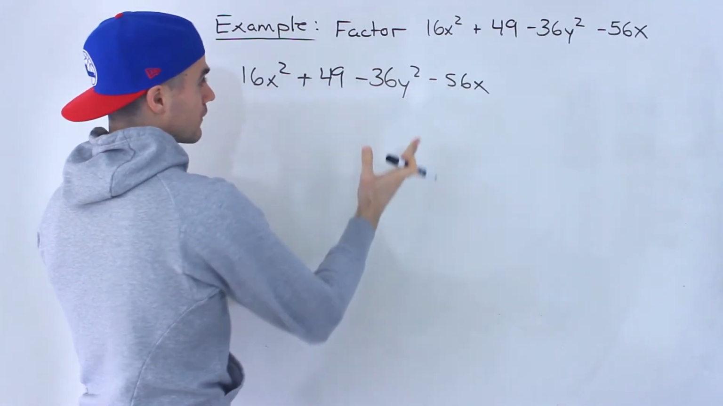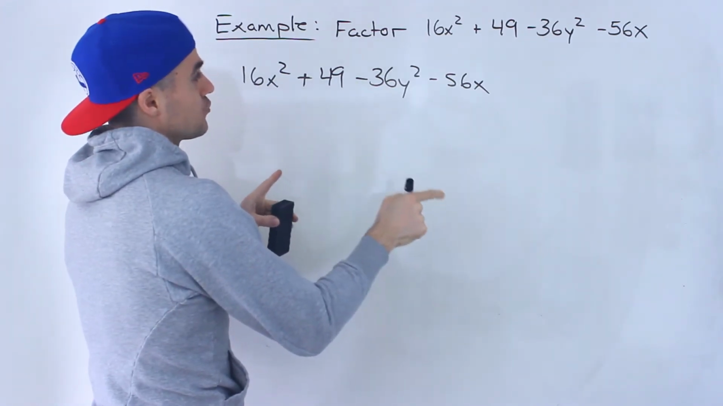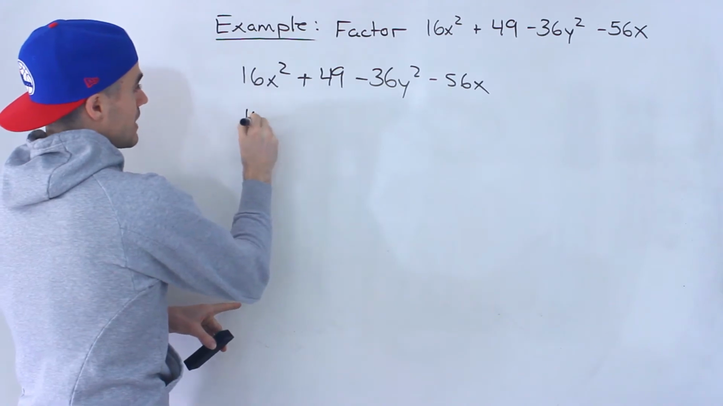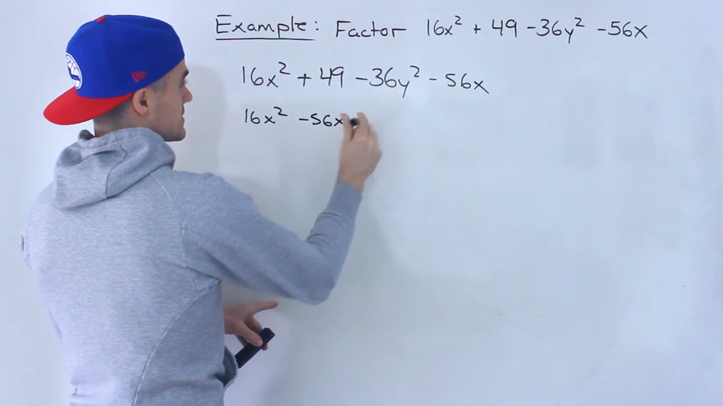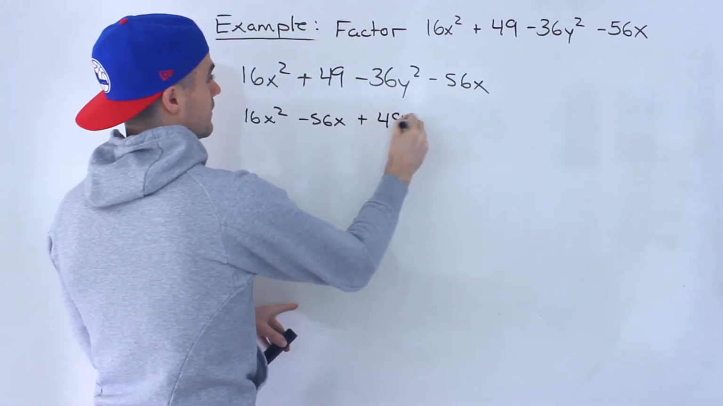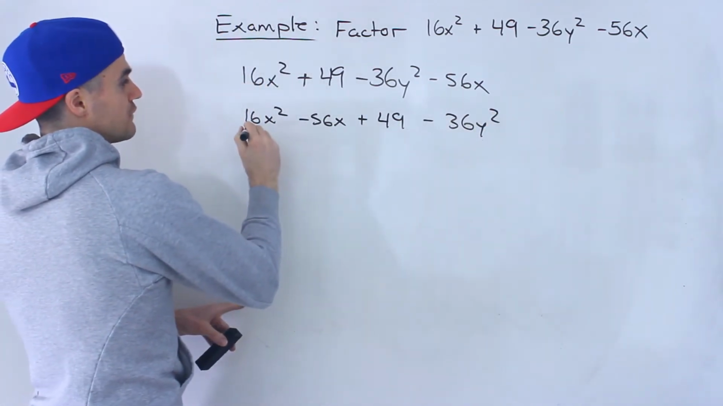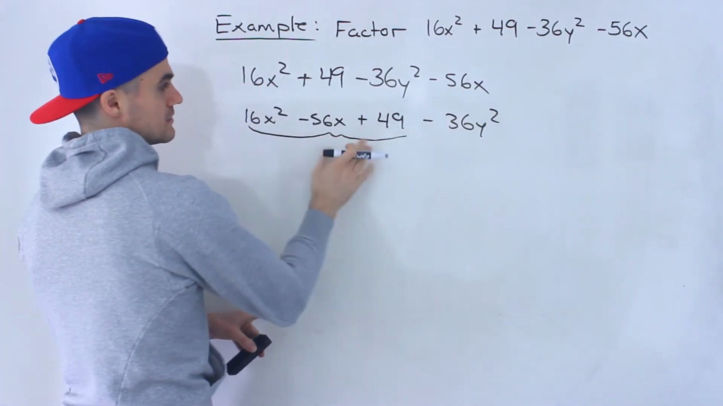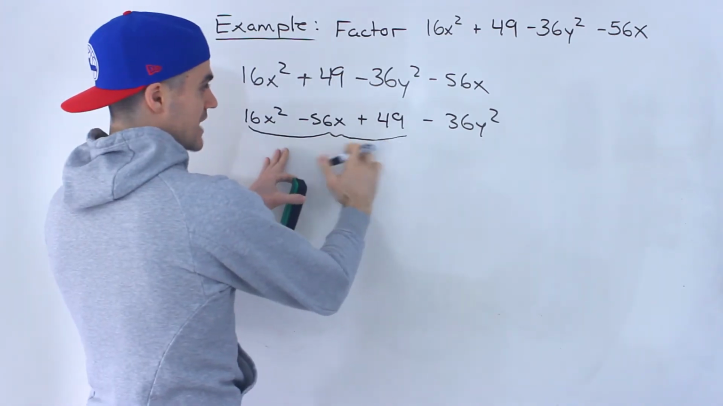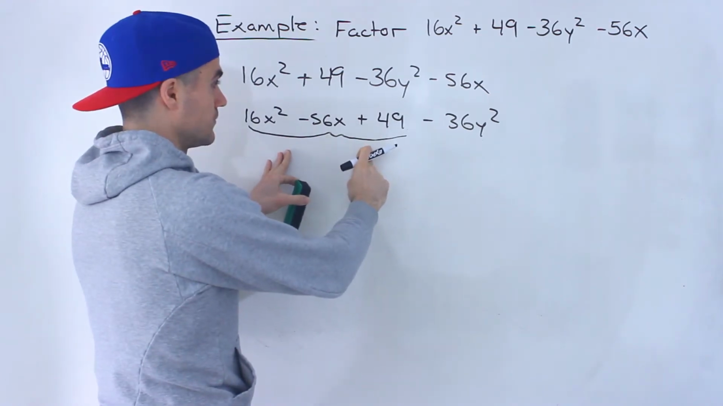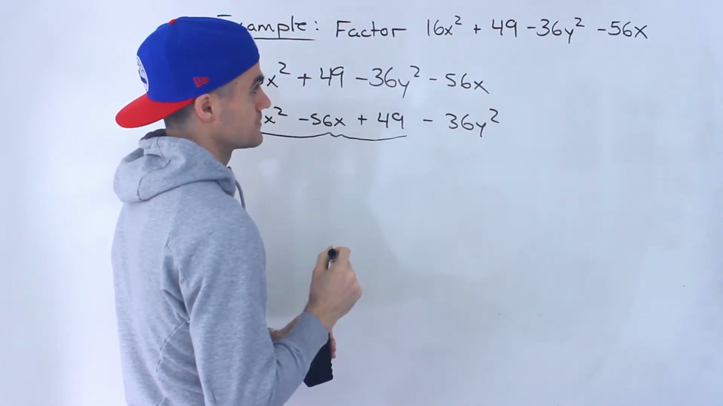We have different variables. And what you have to actually do in this case is rearrange this. You have to realize that we can bring this negative 56x here. And then we can factor these three terms. And then this is actually going to be a perfect square trinomial. And then with that and this, we could factor it as a difference of squares.